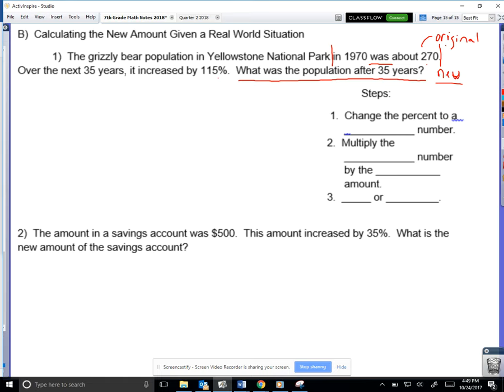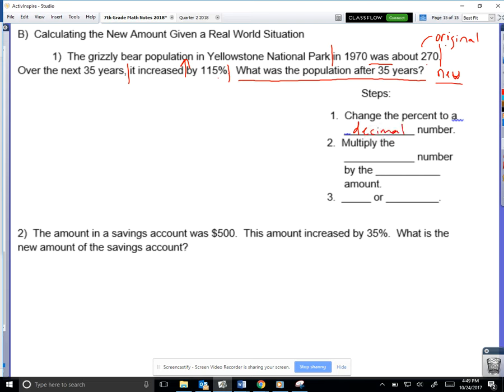All right, over the next 35 years, it increased by 115%. Okay, that's how much the bear population increased by. Increase, it's going to go up. So we're going to have more bears. Now we've got the same steps we just worked above. Step number 1, we're going to change the percent to a decimal number.